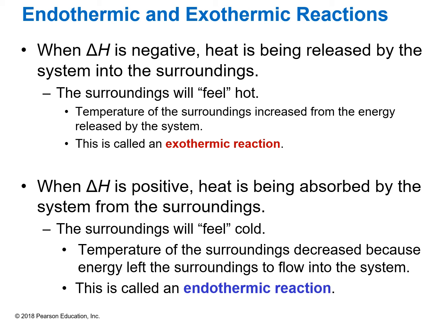So that means if the delta H is positive, in this case, heat is being absorbed by the system from the surroundings, and for the system, the delta H would be expressed with the plus sign. That means that because heat is going into the system from the surroundings, this would be an endothermic reaction. So a negative delta H means exothermic, and a positive delta H means endothermic.